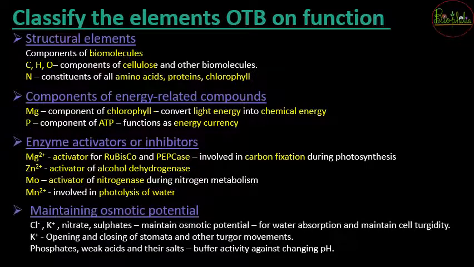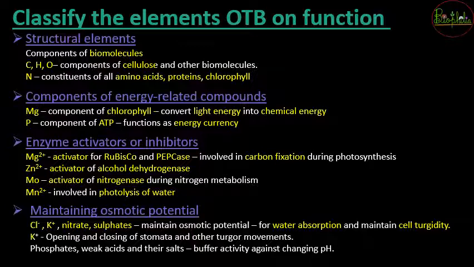Last criteria is of maintaining osmotic potential. So for maintenance of this, you need various types of elements like chlorine ion, potassium ion, nitrates and sulfates, which are going to maintain the osmotic potential. So osmotic potential अगर maintained है, then and then only water absorption is going to be smooth in function, and the cell turgidity is going to be perfect. So cell turgidity is also important for the stomata opening and closing. So based on that, you can relate how these elements are going to be very essential for the plants.